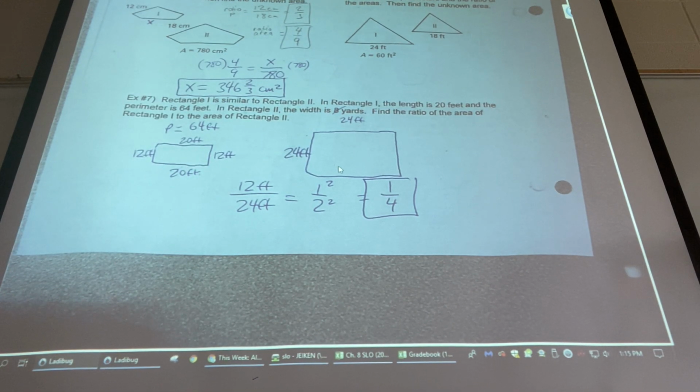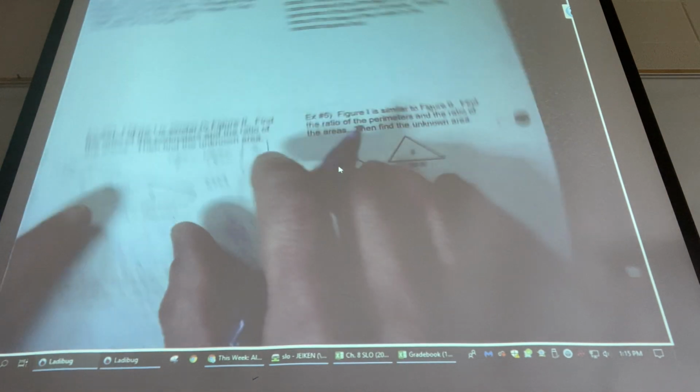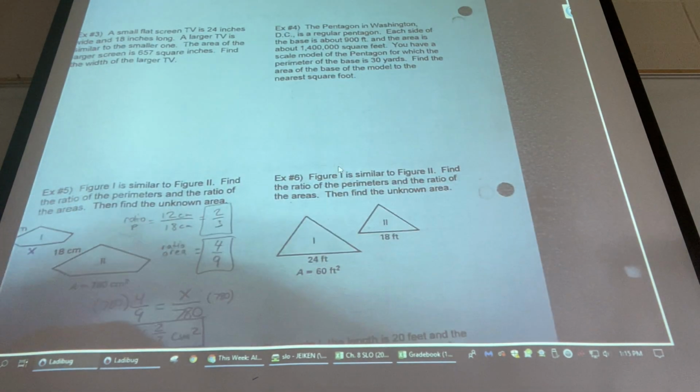How do you guys feel about that? Pretty good. Very good? Yeah. Well, have we done either 3 or 4? No. Okay. Let's look at example 3 first.